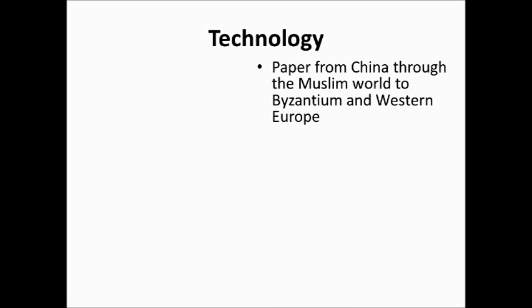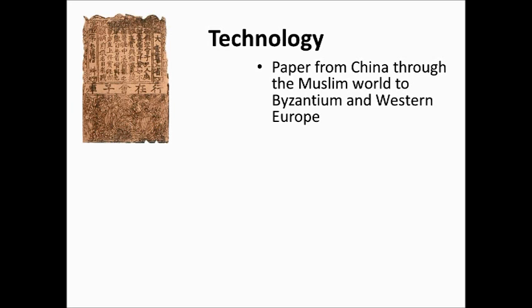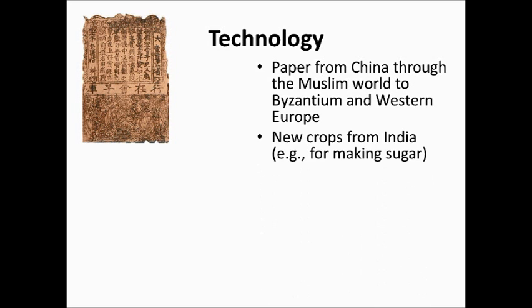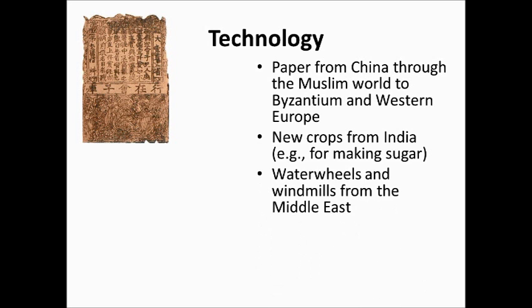Okay, so what type of technology was spread? Cool stuff. Paper from China would spread through the Muslim world and then go to the Byzantine world and eventually Western Europe. New crops from all over. India will spread sugar. Rice from China will become popular in other parts of Asia as well.